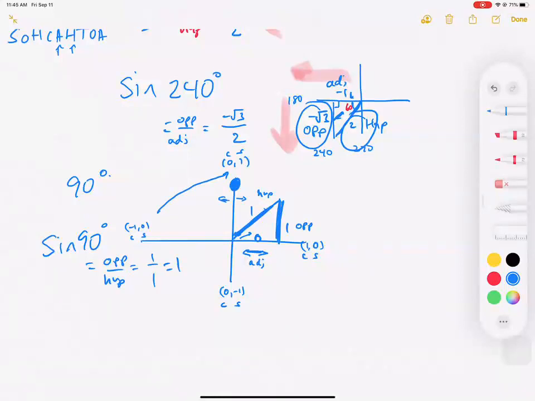For this same triangle, let's look at cosine. Since a triangle is already drawn, what is the cosine of this triangle? Adjacent over hypotenuse, which is 0, which is what we wanted.